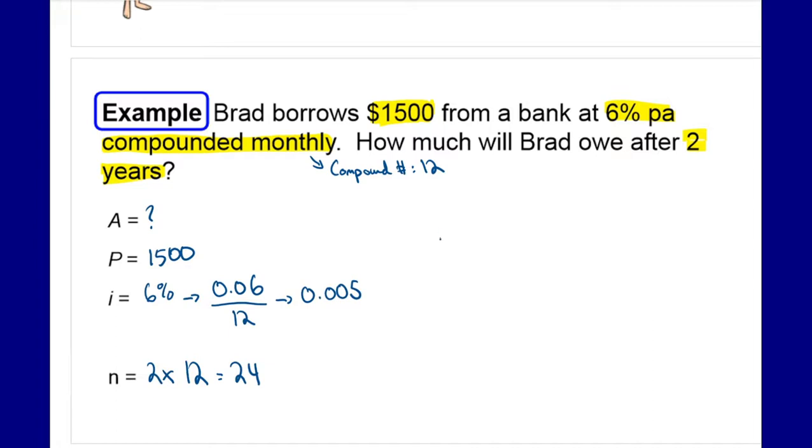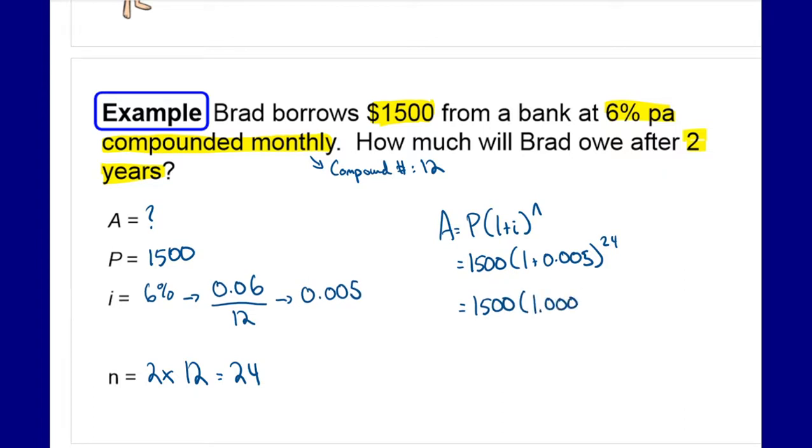Now we can use our formula. A equals P times 1 plus I to the power of N. 1,500 times 1 plus 0.005 to the power of 24. So 1500 times 1.005 to the power of 24.